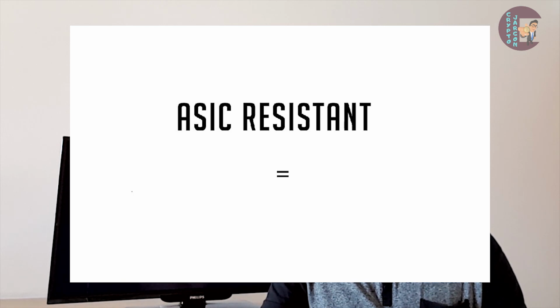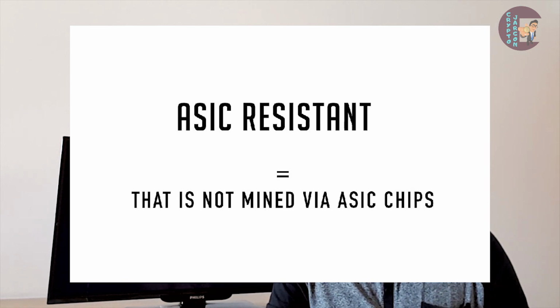ASIC Resistant basically is used to describe those cryptocurrencies that do not require expensive equipment for mining. Those miners who prefer using their personal computers for home GPU mining are in favor of ASIC resistant cryptocurrencies, and they are considered to be fairer and more decentralized.